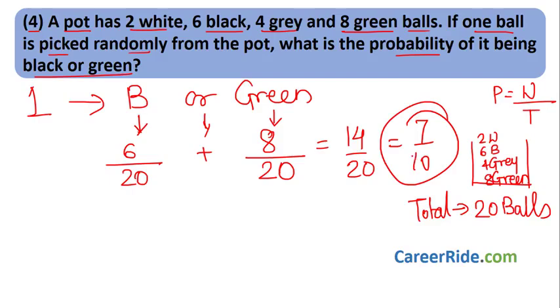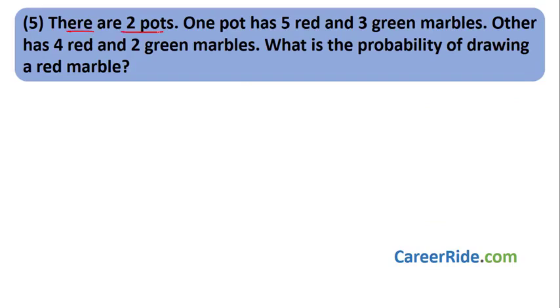Moving to question number 5. There are 2 pots. One pot has 5 red and 3 green marbles. Other has 4 red and 2 green marbles. What is the probability of drawing a red marble? Now pay very close attention over here. This is a very easy sum, but this is the kind of sum where if you do not pay attention to what is asked, you will get wrong answer 100% of times. Every time you will get a wrong answer if you do not pay attention to what exactly is asked. Okay, what have they given? There are 2 pots.